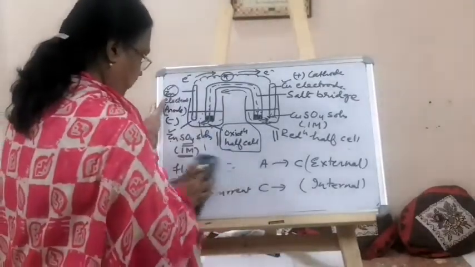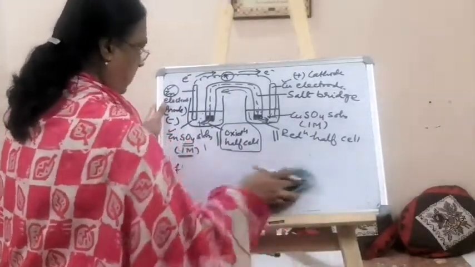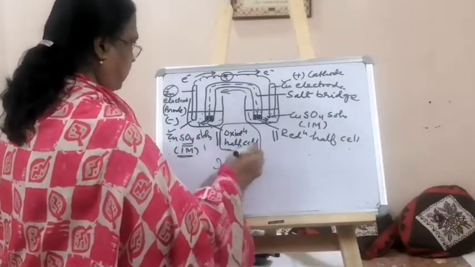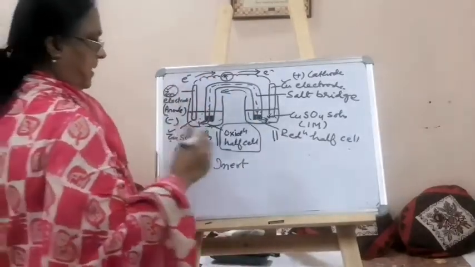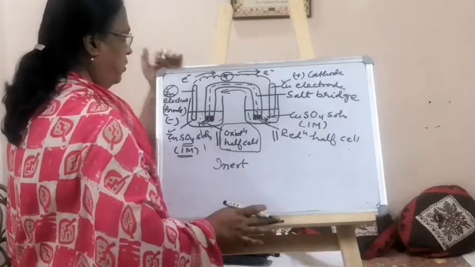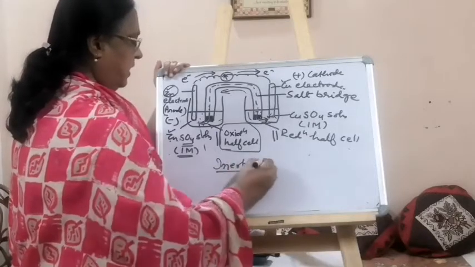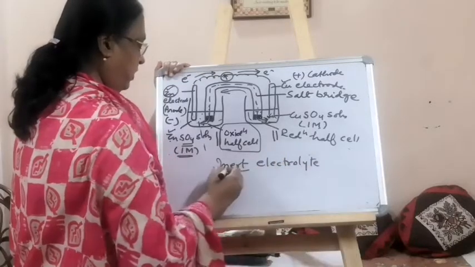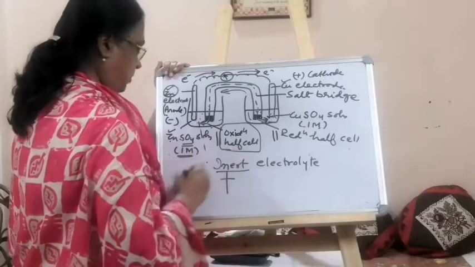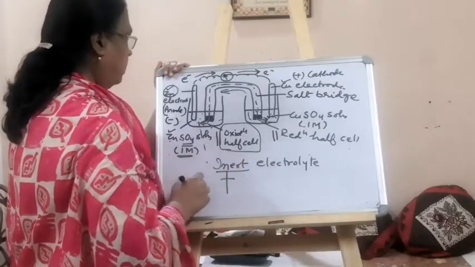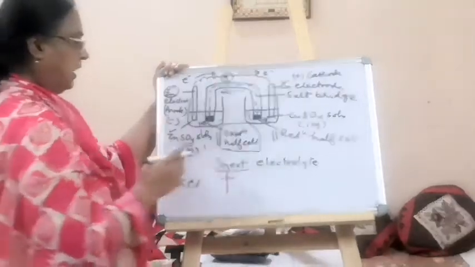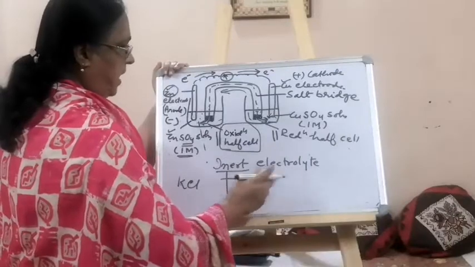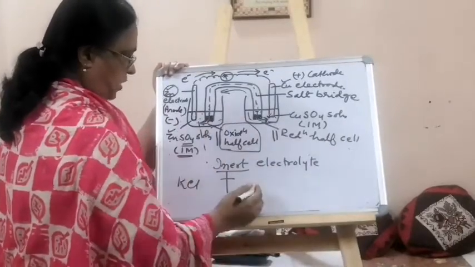So this is the function of the salt bridge, very important. But here I use the word inert electrolyte. The salt bridge is packed with KCl or K2SO4 or KNO3. That is inert electrolyte. What is the meaning of inert electrolyte? Inert means this electrolyte, KCl or KNO3 or K2SO4, will not take part in redox reaction. It will not take part in the oxidation half cell reaction, which I showed you.